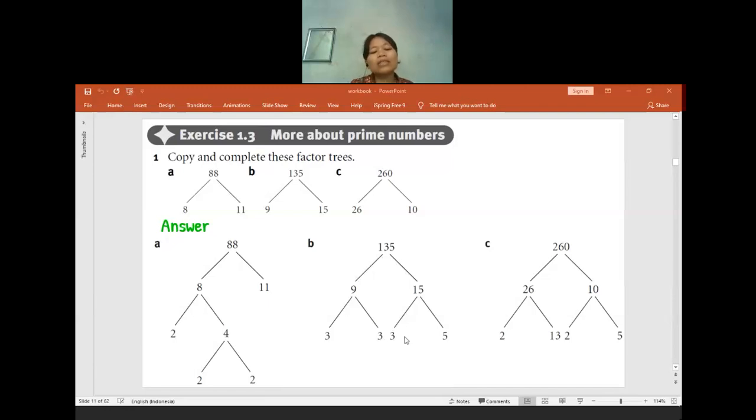Is there anyone who is still confused about making a factor tree? Because you will be using factor trees until grade 9 and 10. Is there anyone having any difficulties making factor trees? No, for sure? Okay, if no one is confused about making a factor tree, I will move to question 2.